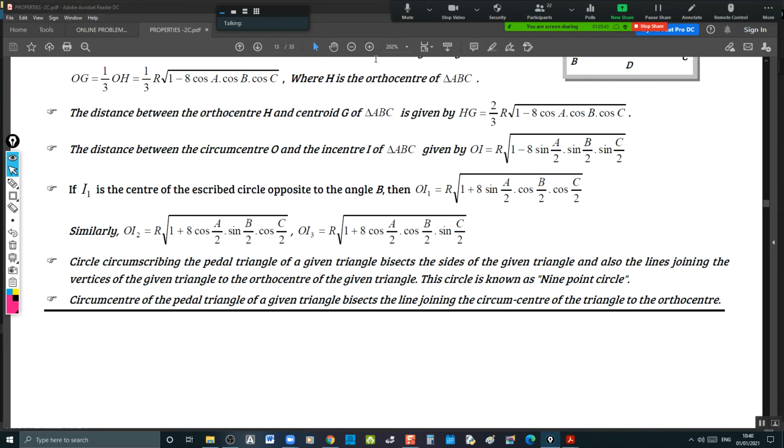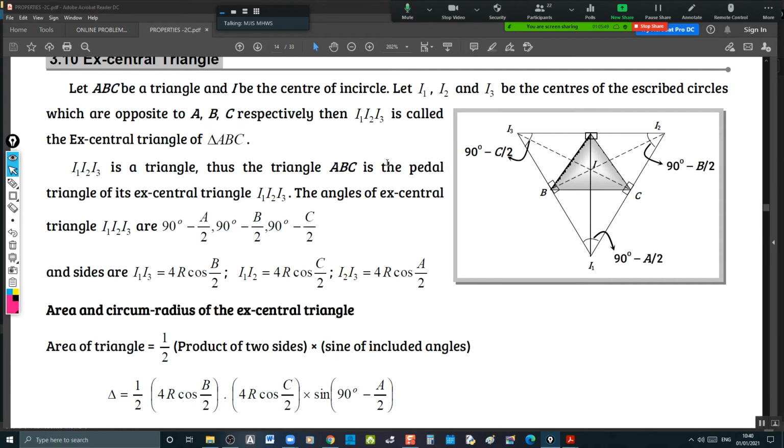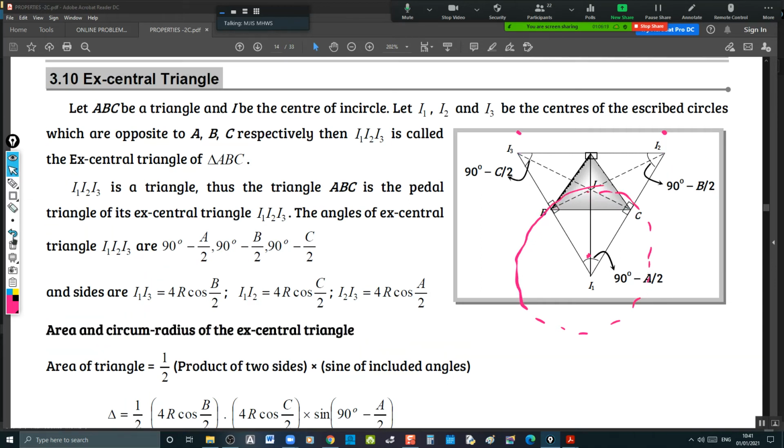X central triangle. What does it mean? First, the excenter opposite the vertex, where a circle can be drawn like this. This is called the excenter opposite the vertex A. This is the excenter opposite the vertex B. It is the excenter opposite the vertex C. If you join these, this triangle is called the excentral triangle. Because it is formed with excenters, it is called the excentral triangle.